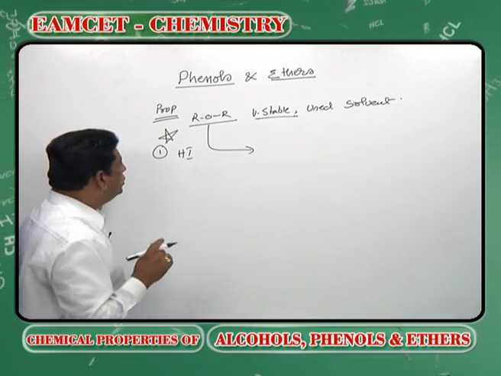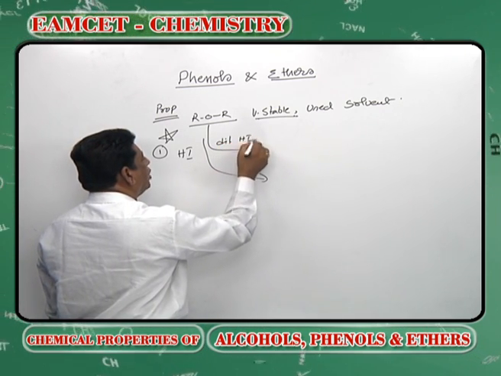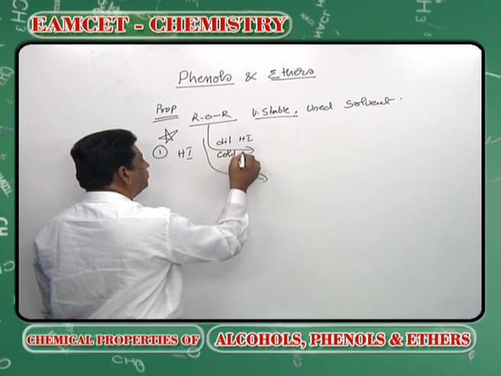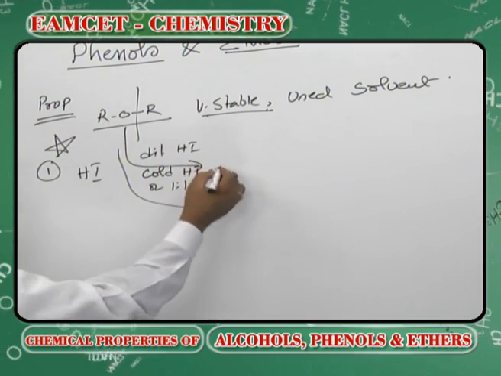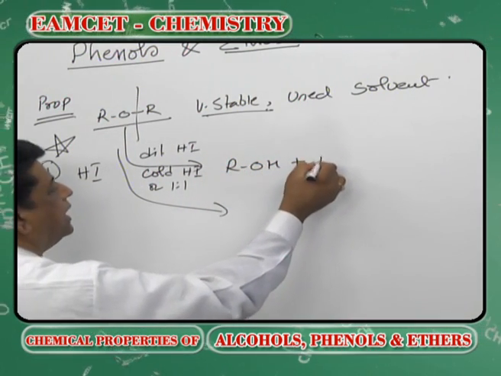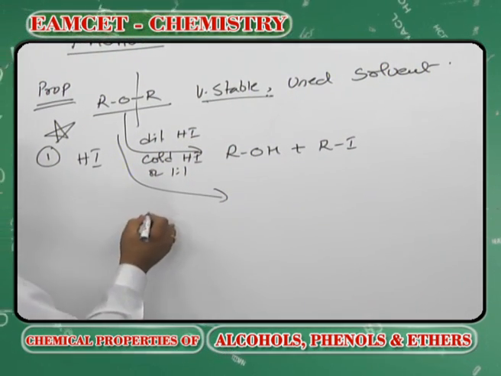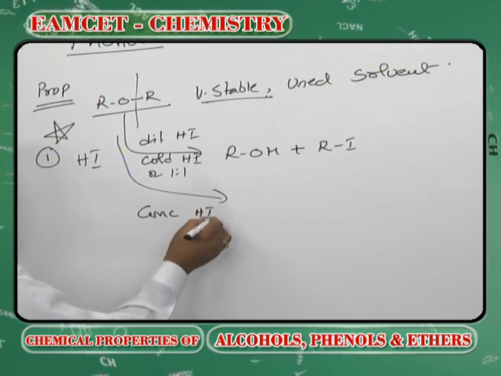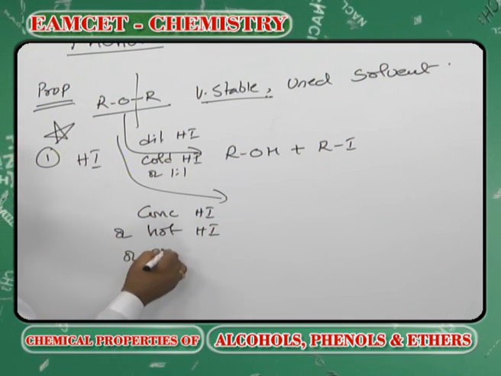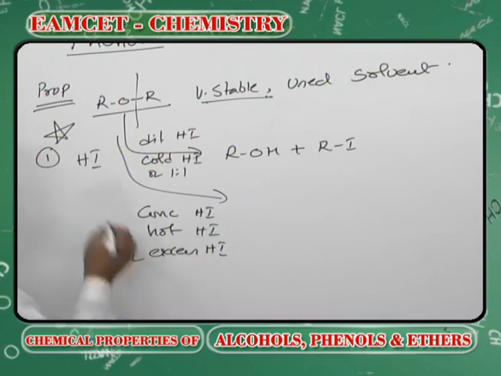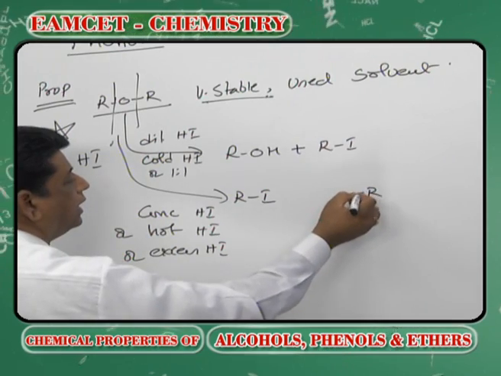With HI, there are two types of reactions. The first is with dilute HI or cold HI, or you can say 1:1 ratio HI. When you add it, only one side breaks, one part becomes alcohol, the other becomes alkyl iodide. That is the reaction. The other way is concentrated HI or hot HI, or you can say excess of HI. If you add excess HI, both sides react, and on both sides you will get alkyl iodide.